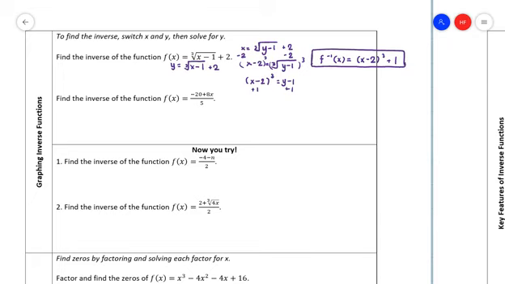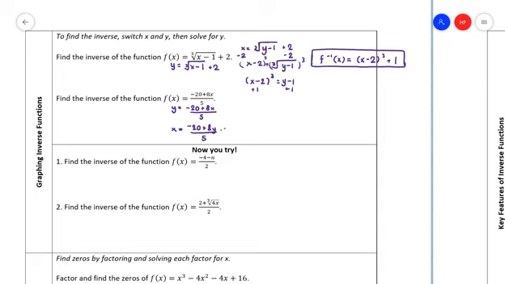Do the same thing with the next one. So we're going to switch our x and our y. I'm going to start by writing it as y equals, since it says f of x. And then I'm going to switch those variables. So x would equal negative 20 plus 8y over 5. And then I'm going to solve that for y.